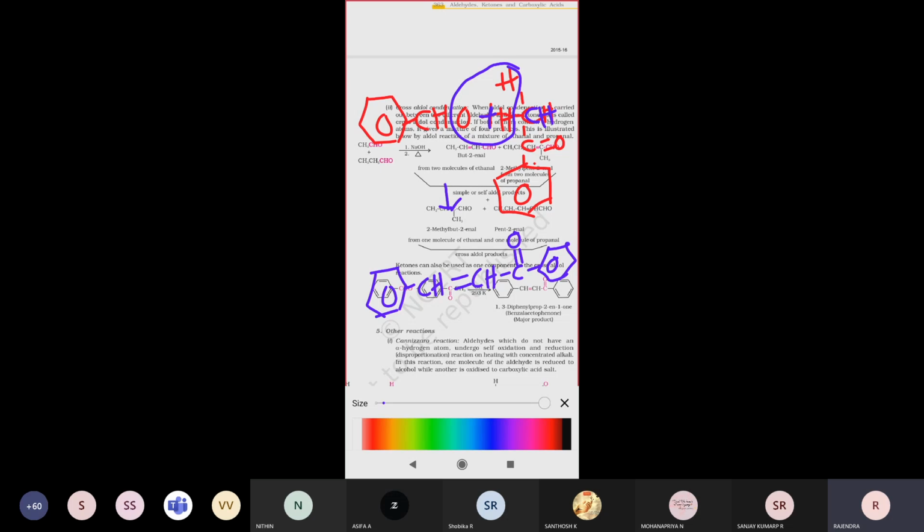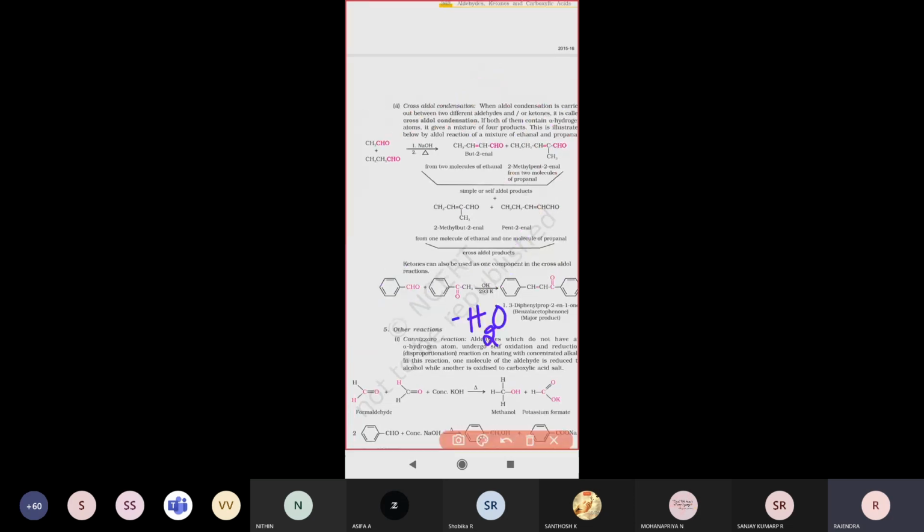So you have taken two groups: one is an aldehyde group and another one is a ketone group, and this compound will form. 1,3-diphenylprop-2-en-1-one, which we call benzalacetophenone. This is called a cross aldol condensation reaction. One water molecule is eliminated. Condensation simply means removal of a water molecule. One water molecule is eliminated.